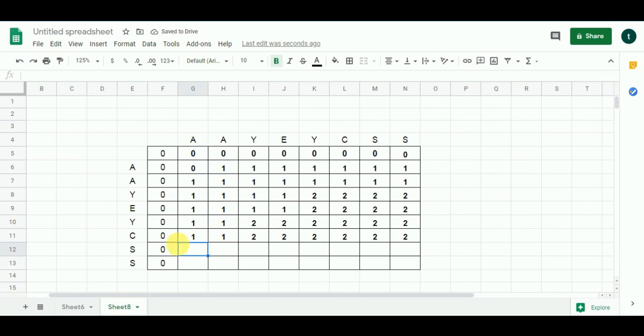Over here, S doesn't match with A. So I'm going to get 1. I'm going to get 1 over here. I'm going to get 2, then 2, then 2, 2. And over here, as S matches with S, but their indexes also match, so I'm going to get 2. Over here, S doesn't match with S.